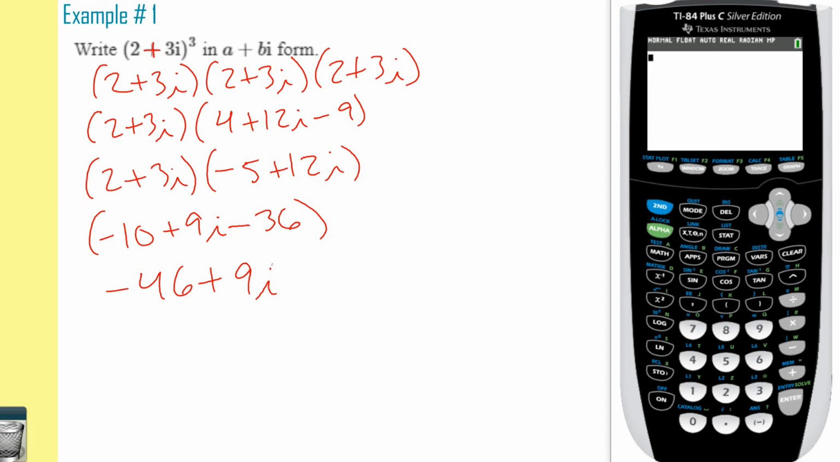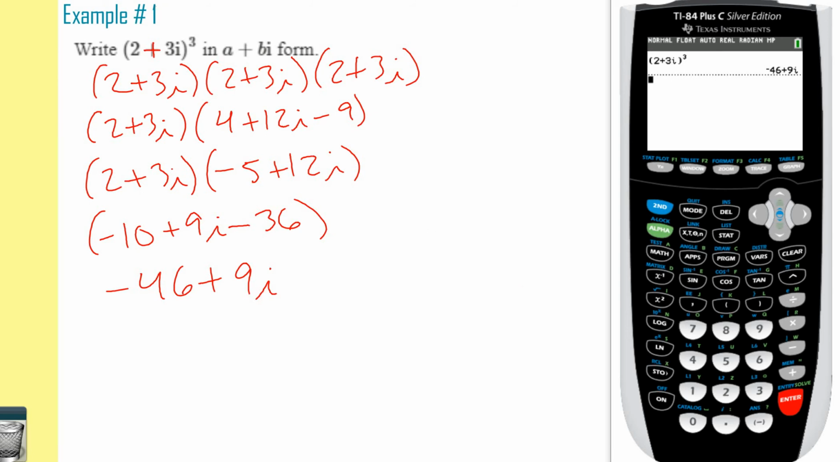Oh, but there is. Knowing your calculator is really going to be handy. We want to plug in (2 + 3i) cubed. So I'm going to do my parentheses, 2 plus 3i, where the i is on the decimal key. You see that little i there? In parentheses, raise it to the third power. Bam! Negative 46 plus 9i.